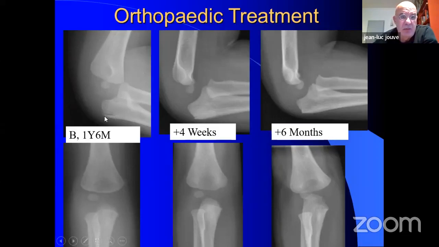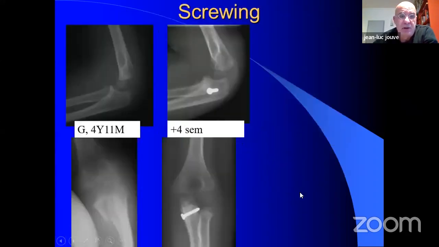This is an example. You have a vertical fracture of the olecranon, and after a 4-week cast, there is no problem. And you see at 6 months follow-up, you don't see the fracture except this little osteophyte. But sometimes when there is an important comminution, as in this case, you could think that it is only a vertical fracture, but if you see the coronal plane, you can see that there is a separate metaphysis, and you need to do osteosynthesis to stabilize the olecranon.